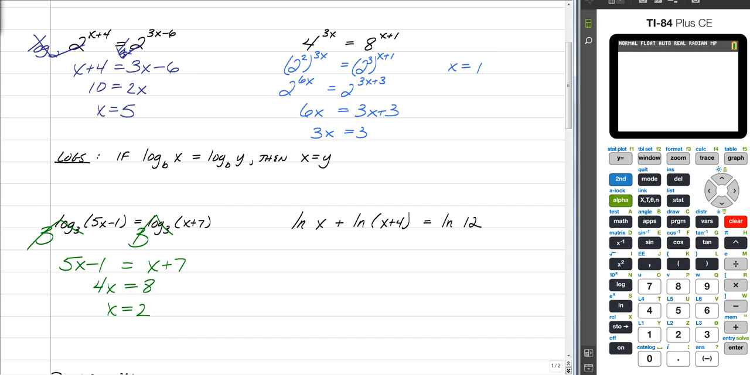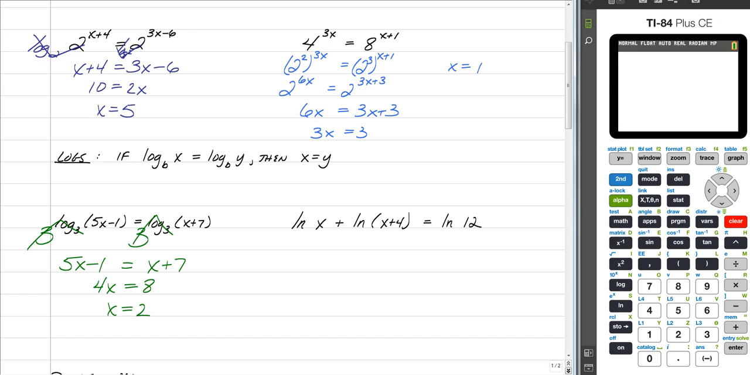Next one in this row, we have the same base again. We're all log base e's, also known as the natural logs. However, you have an issue here. We cannot just say x plus 4 is equal to 12.